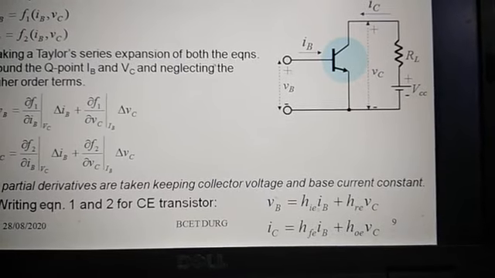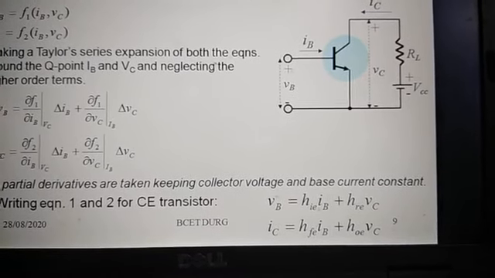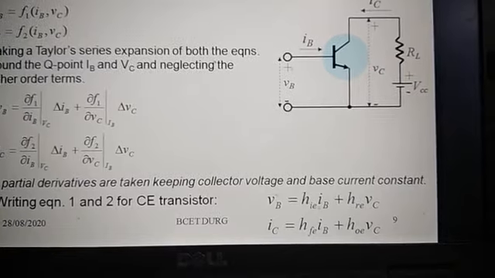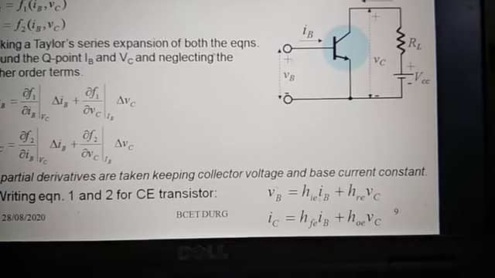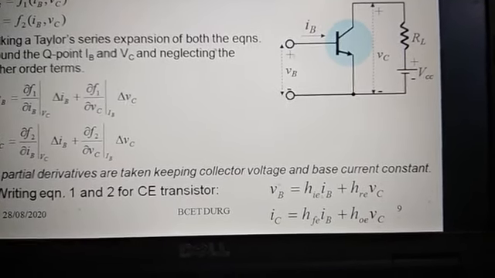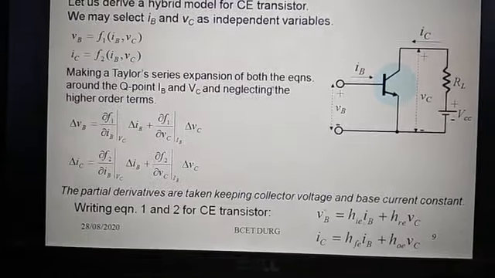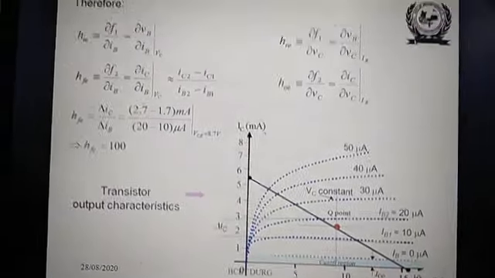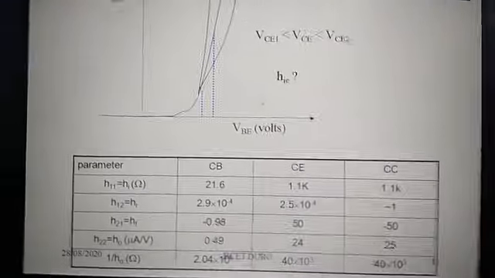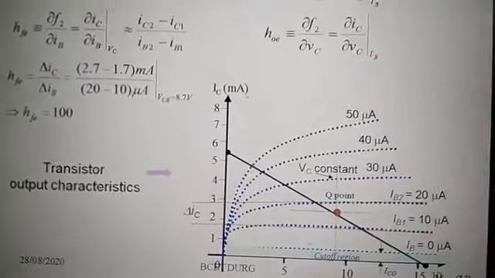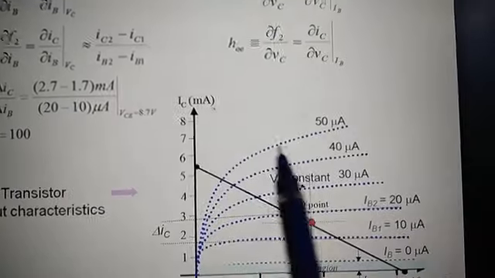For common base: HIB, HRB, HFB, HOB. And for common collector: HIC, HRC, HFC and HOC. So these we have already seen. And this is the transfer and output characteristics of a common emitter configuration.